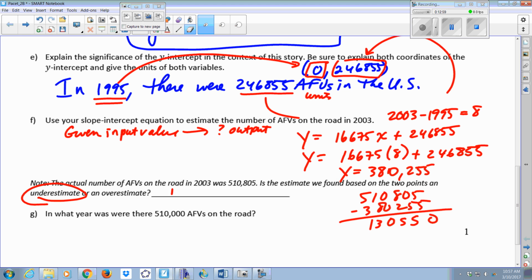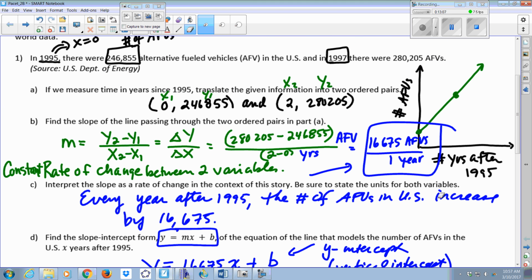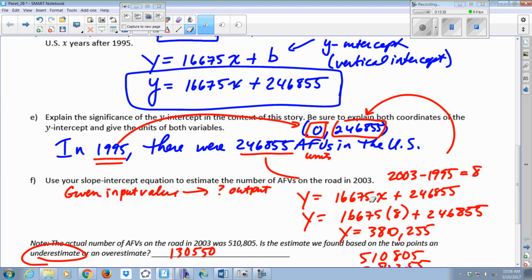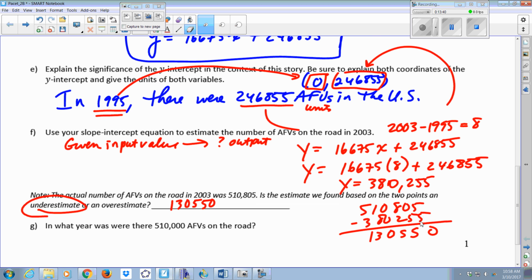135.50. Is that right? Okay. So what does that tell us? What this tells us is that by just taking the data for the first 2 years, knowing that there's going to be real data for years beyond 1997, this is not a really good equation. It seems to be growing much quicker than this equation would predict. This equation is only predicting 380,255 AFVs when we know there's well over 500,000. Okay, so we'll see what happens to this in a few minutes.